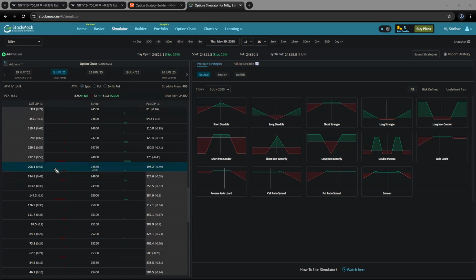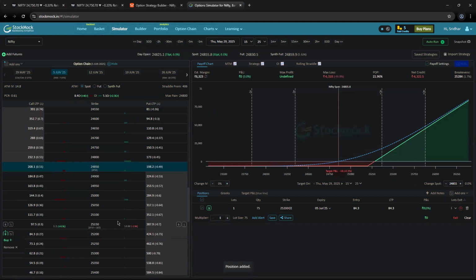So what is the idea here? 350 points up, we want to buy the call option. 350 points downside, we want to buy the put option, PE. So we'll do that first. That is the strategy. We are doing an inverted iron condor. I think this is a common strategy, but how we execute it is totally different.